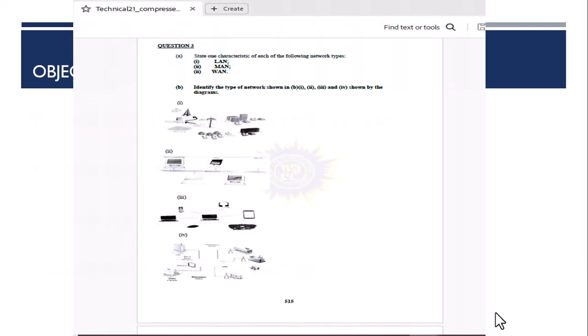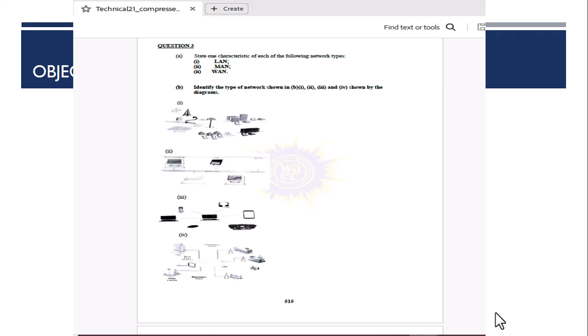The image displayed on the screen is a snapshot of the elective ICT WASI 2020. Students were asked to state one characteristic each of the following network types, that is LAN, MAN, and WAN. They were also asked to identify the type of network shown in the images displayed on the screen.